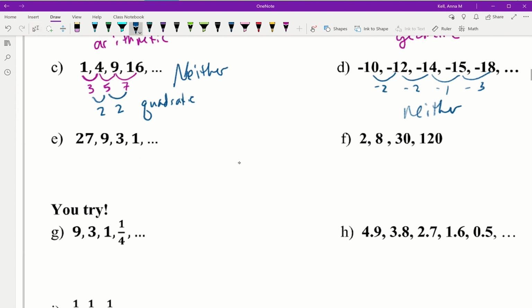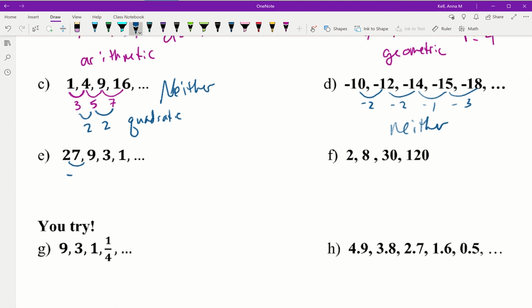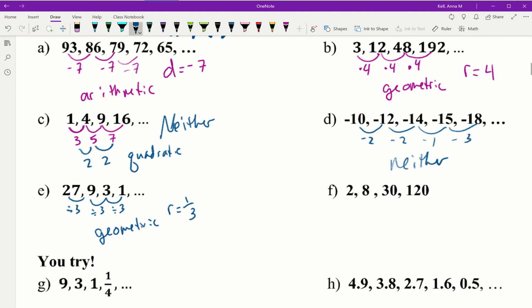So now what about E? 27 to 9. What can you do here? Well, we could divide by 3. 9 divided by 3 is 3. 3 divided by 3 is 1. So it looks like this is a geometric, and my r would equal 1/3. Dividing by 3 is the same thing as multiplying by 1/3.